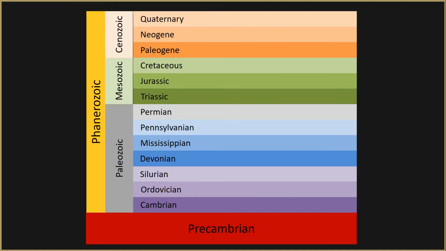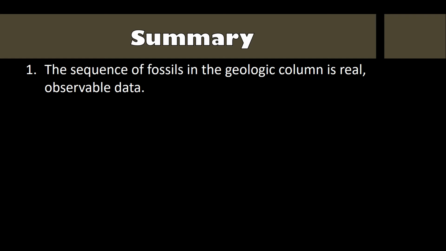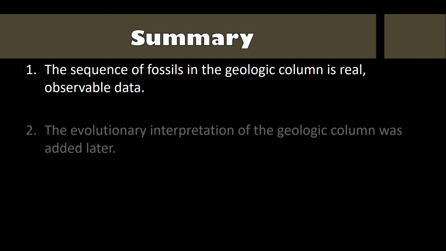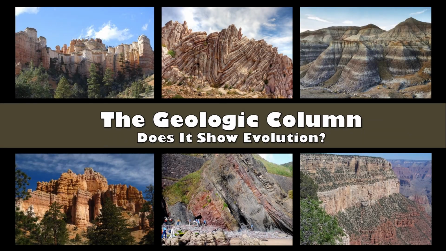We have spent some time learning about the geologic column, how the various systems got their names, and a little bit about what kinds of fossils are found in them. Why is this important? It's important to understand that the sequence of fossils in the geologic column is real observable data. It is also important to understand that the evolutionary interpretation of the geologic column was added later. But is evolution the best explanation for the fossil record? In our next presentation, we will talk about whether or not there is actually evidence within the geologic column for evolution.